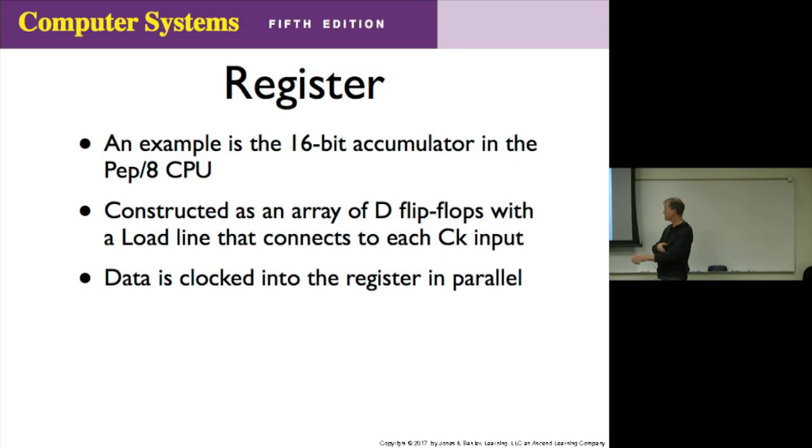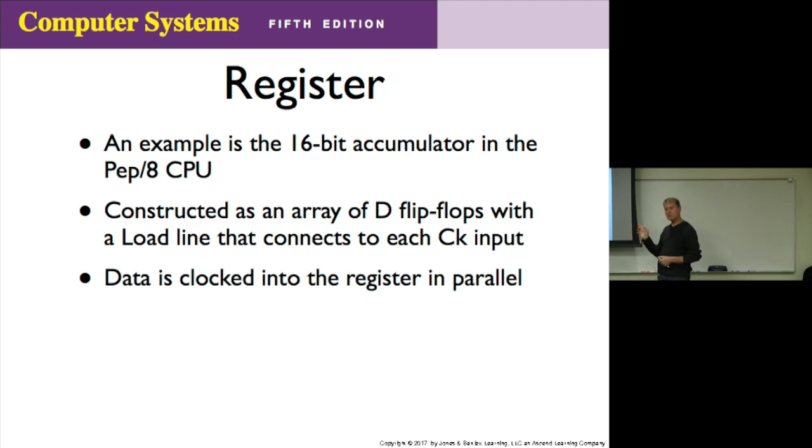So check this out. What is a register? What's an example of a register in the PEP? Now we're going to start talking about the PEP 8 architecture. Well, the index register is an example of one of the registers, and where is the index register actually? In the CPU. It's in the CPU. Another example is an accumulator.